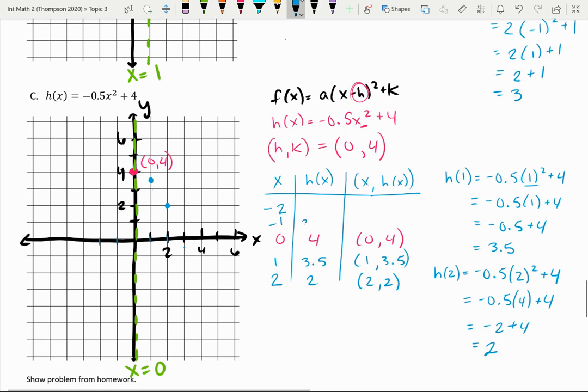Okay, whatever happens on one side happens on the other. So I also have -2, 2 and -1, 3.5. So this is just going to be a mirror image across the axis of symmetry. All right.